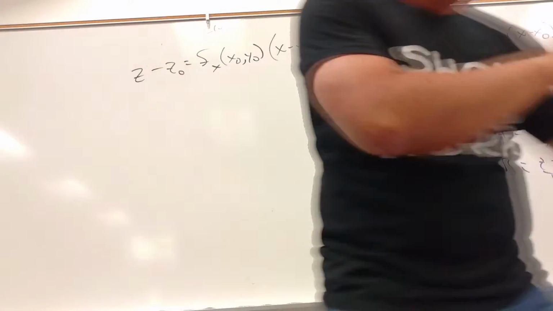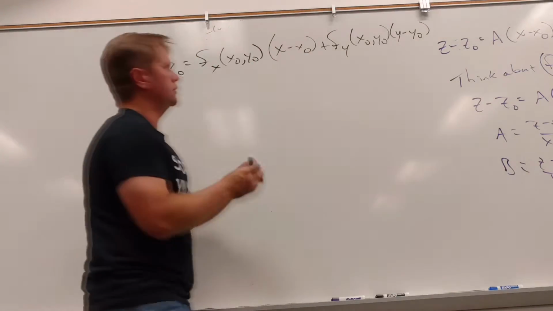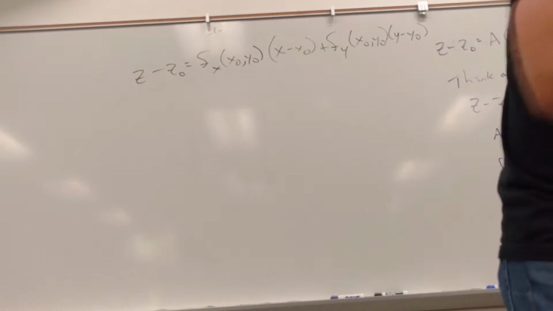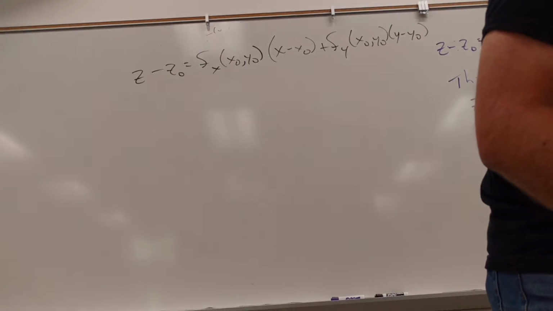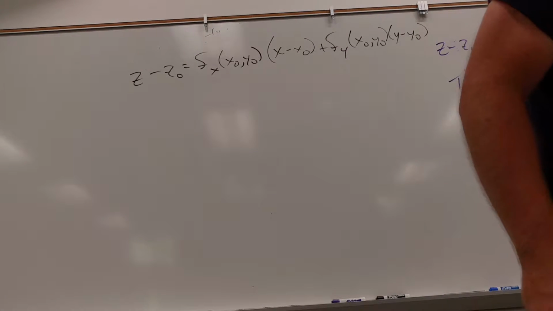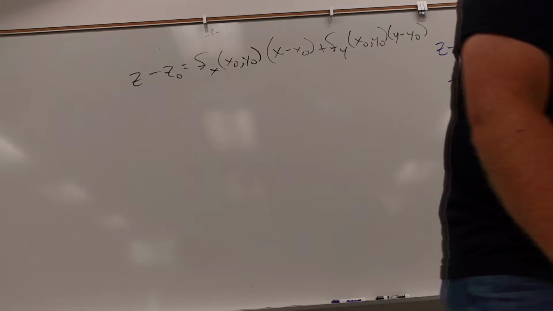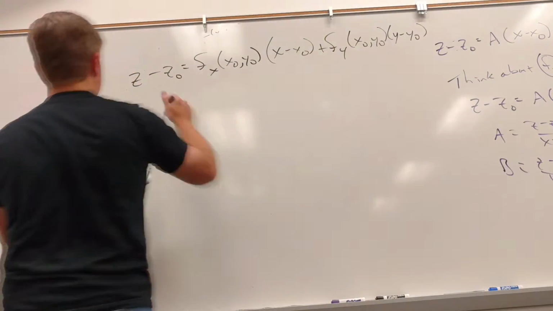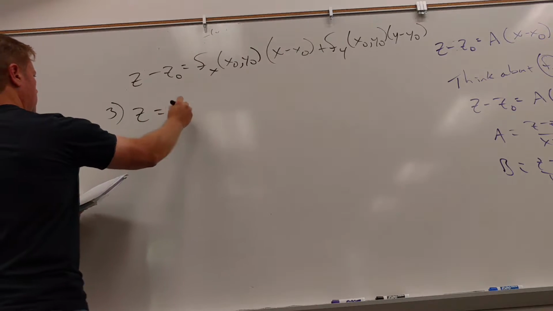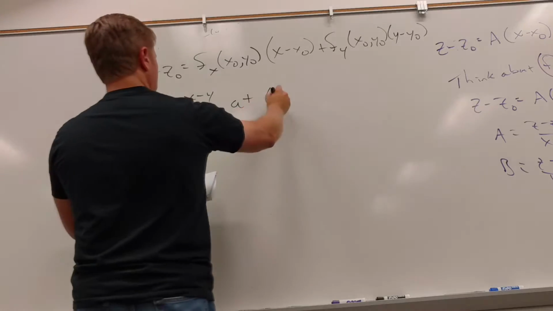Now, real quick, while this is here, let's do a concrete example very quickly. Let's say one right out of the homework. Yeah, let's do number 3. Number 3 says this: find the equation of the tangent plane to this surface at the point 2, 2, 1.